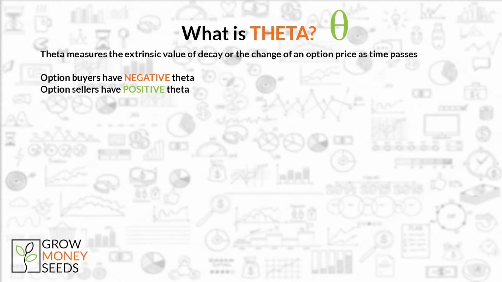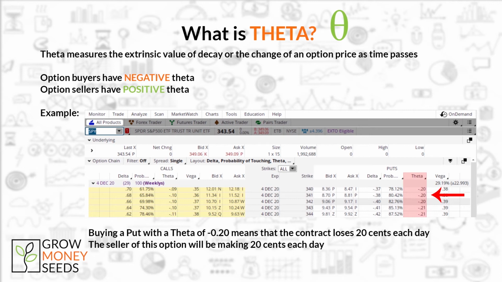For example, if we look at an options chain and if we buy a put option on the SPY and it has a theta of negative 0.2, this means that for every day we hold the contract, it will lose 20 cents. The seller of the same contract would now be making 20 cents each day from time decay.